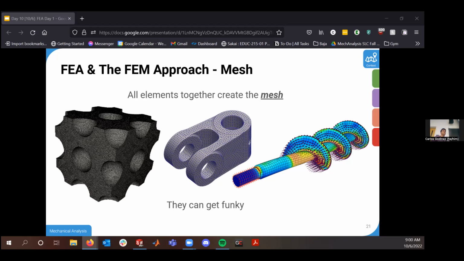So you can make like a section. I don't think I've ever seen a section view of an FEA, a solid FEA. Yeah, that's something you can actually do later.